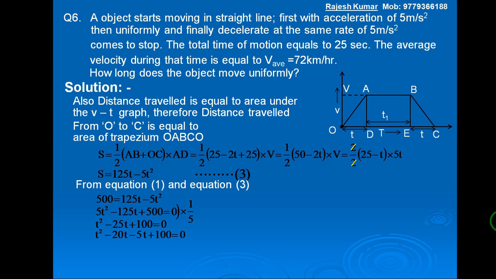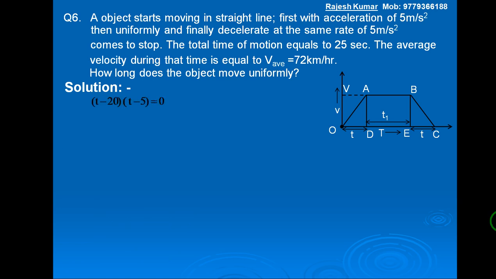From the first two terms, take t common. Inside the bracket we get t minus 20, and from the last two terms take minus 5 common, and within the bracket we get t minus 20. Now t minus 20 is common, so we get t minus 20 into t minus 5 is equal to 0. Therefore either t minus 20 is equal to 0, that is t is equal to 20.